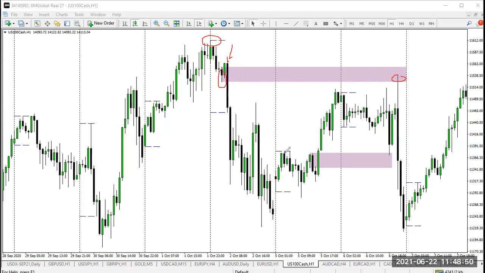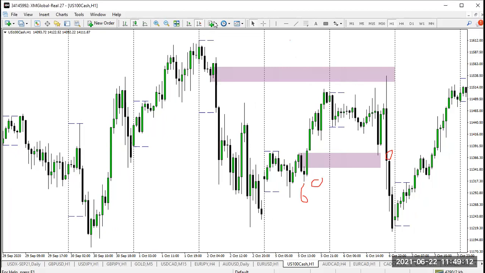Again, here. This is the mitigation block. They bought here, price goes up, they want to buy again, push price down, they buy here, then price goes up. And then look at the reaction again on the mitigation block. They are coming to mitigate their loss, then price goes up. So here I'm going to use the 1 hour chart on NASDAQ.